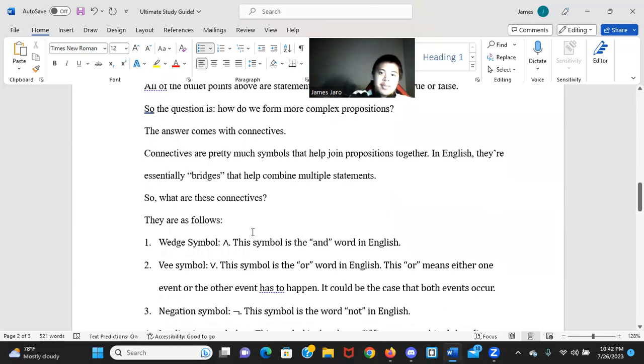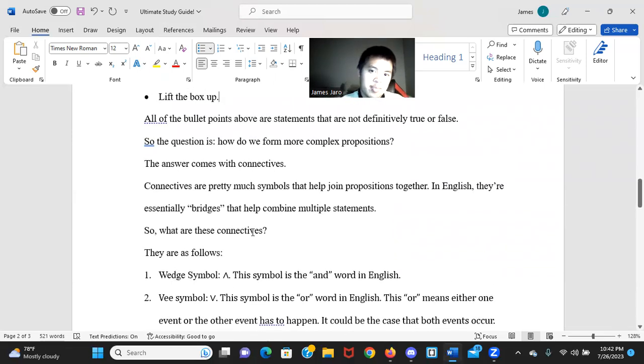And so we were talking about this idea that the simple propositions we came up with are simple because they have one idea. But maybe we want a proposition that has multiple ideas, kind of like how we say sentences in English. We don't have sentences with just one topic, we have sentences with multiple topics. So the question is, how do we form more complex propositions? The way we talked about that is with connectives. Connectives are pretty much symbols that help join propositions together. If you want to think about it in English terms, they're the bridges, for lack of a better term, that help combine multiple statements.